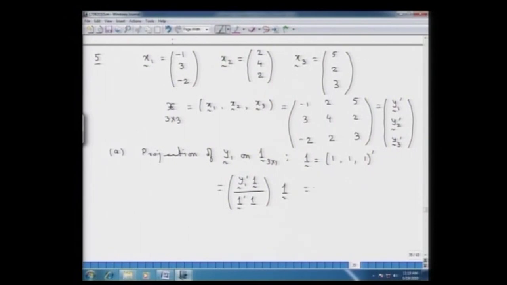And this is going to give us x1 bar, because 1 transpose 1 is 3, and y1 transpose 1 is going to give us the sum of all these 3 observations corresponding to the first variable. Thus, this is nothing but x1 bar times the 1 vector, and for the given problem, x1 bar is 5 plus 2 plus minus 1 divided by 3. So, that is the mean. So, 6 divided by 3, so that is 2. So, this is the vector containing all 2's out here. Right. So, this is the projection of y1 on the column vector 1.